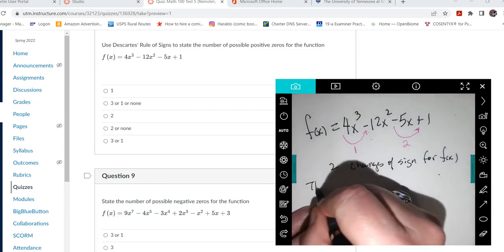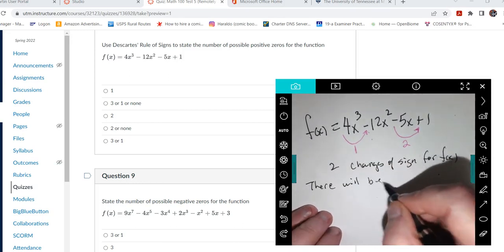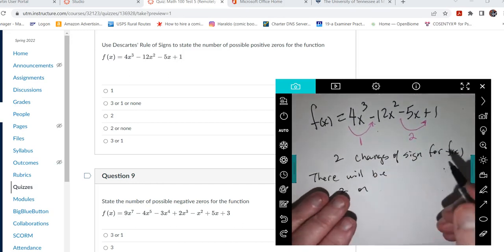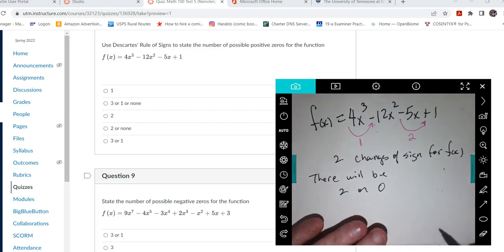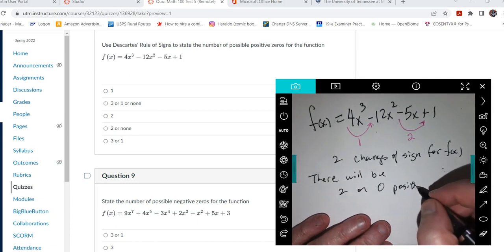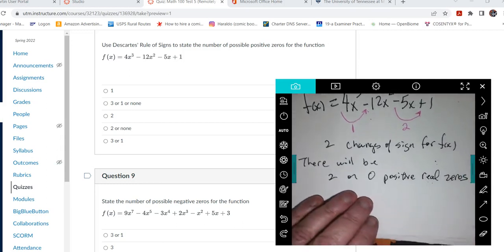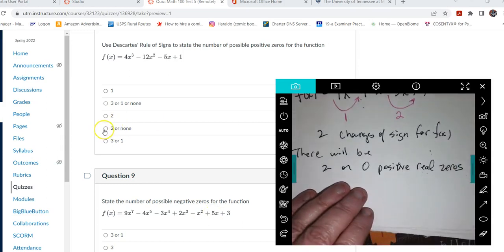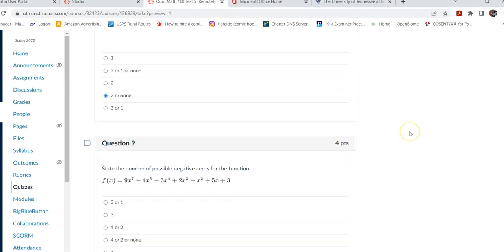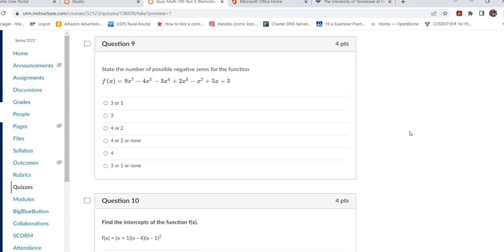So there will be 2 or 2 minus 2, which is 0. So 2 or 0 positive real zeros for the function. Okay. And so I'm going to find 2 or none. Now let's have a look at number 9. They want to know the number of possible negative real zeros for that.